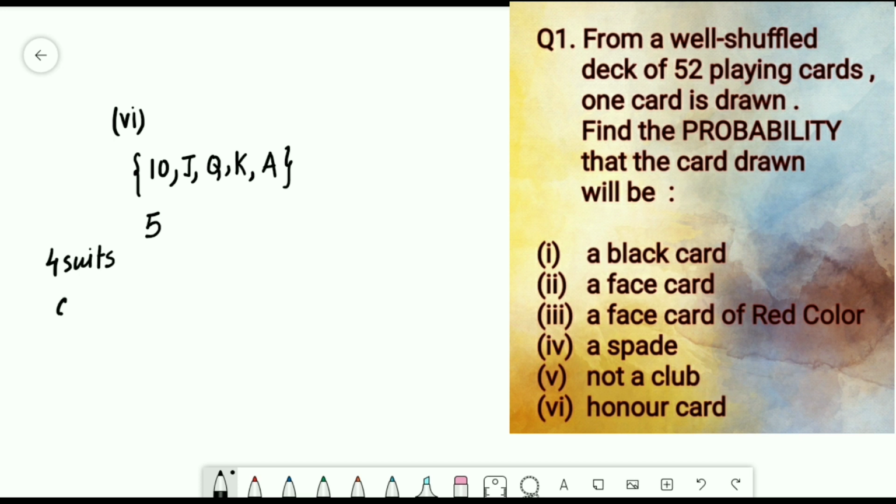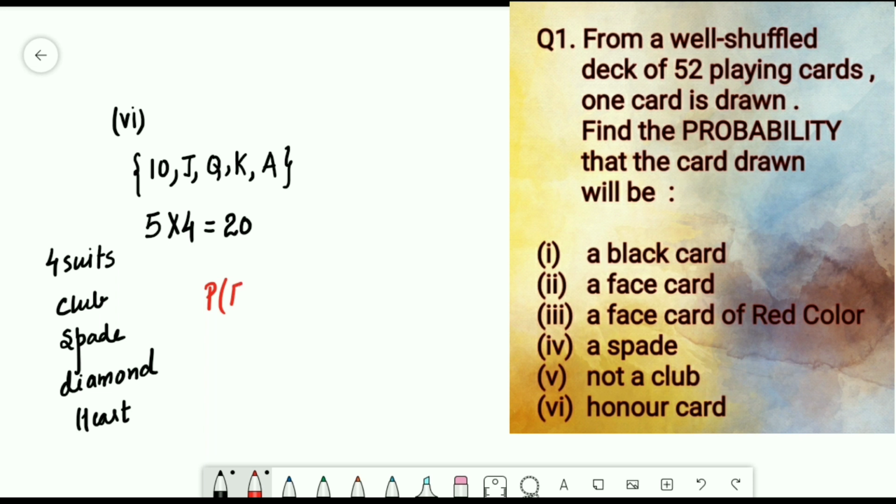and those 4 suits are club, spade, diamond and the last one heart. So there are 5 honor cards in one suit, so total we have 4 suits, so 20 honor cards. That means number of favorable cases are 20. So probability of this event is equal to 20 divided by 52. And now we will do simplification. So 5 by 13 is the final answer.